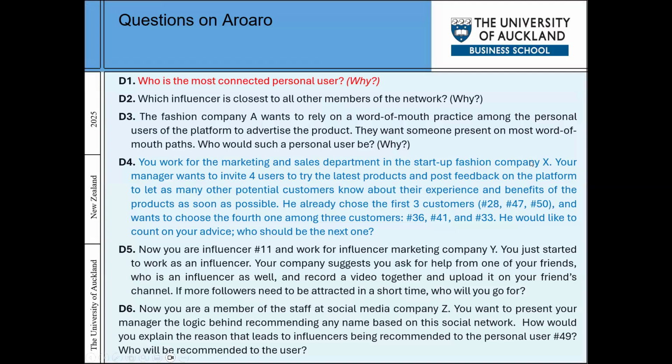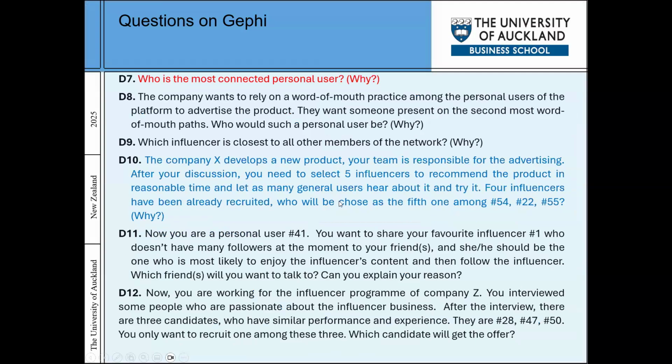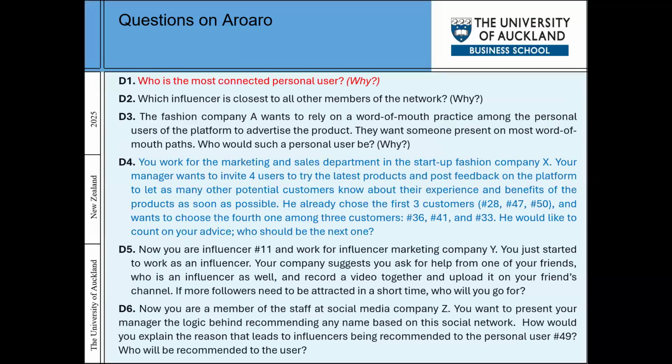And like this, these 6 questions were presented to them on RORO, and similarly, 6 questions on GEFI. I'll just focus on the 2 ones. The first one I already talked about. Let's talk about question number 4.